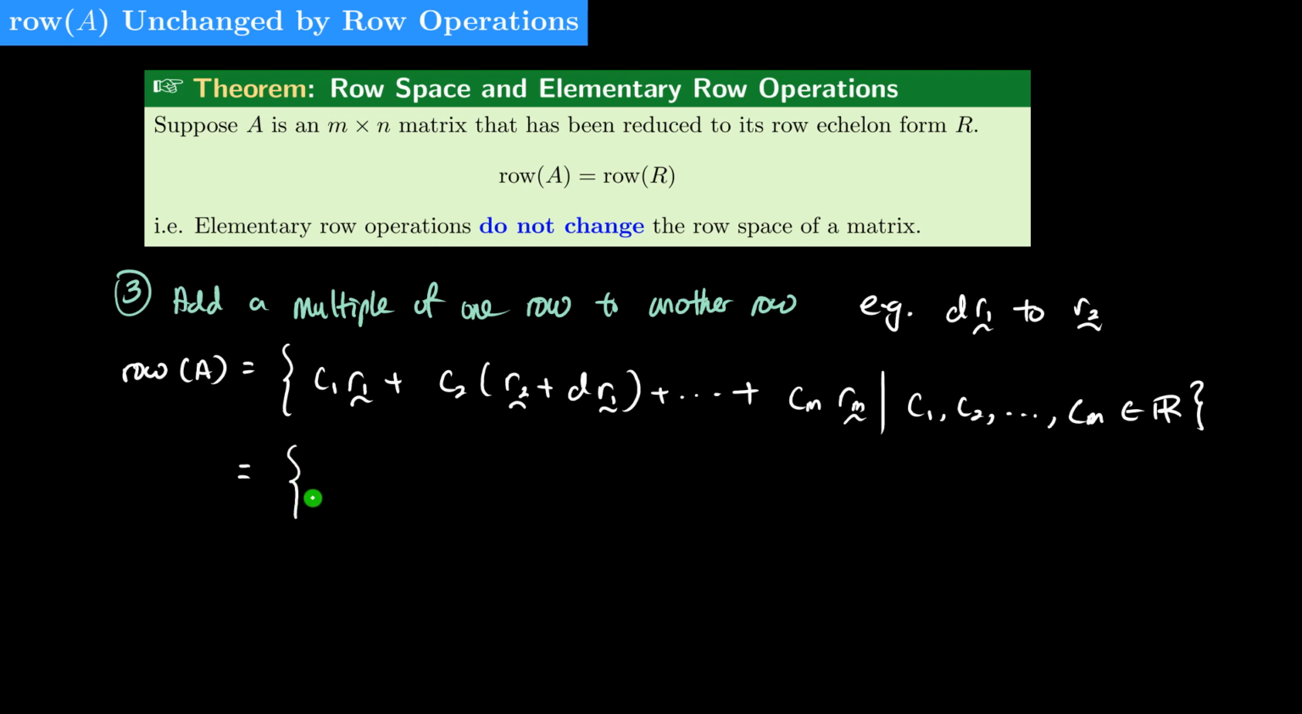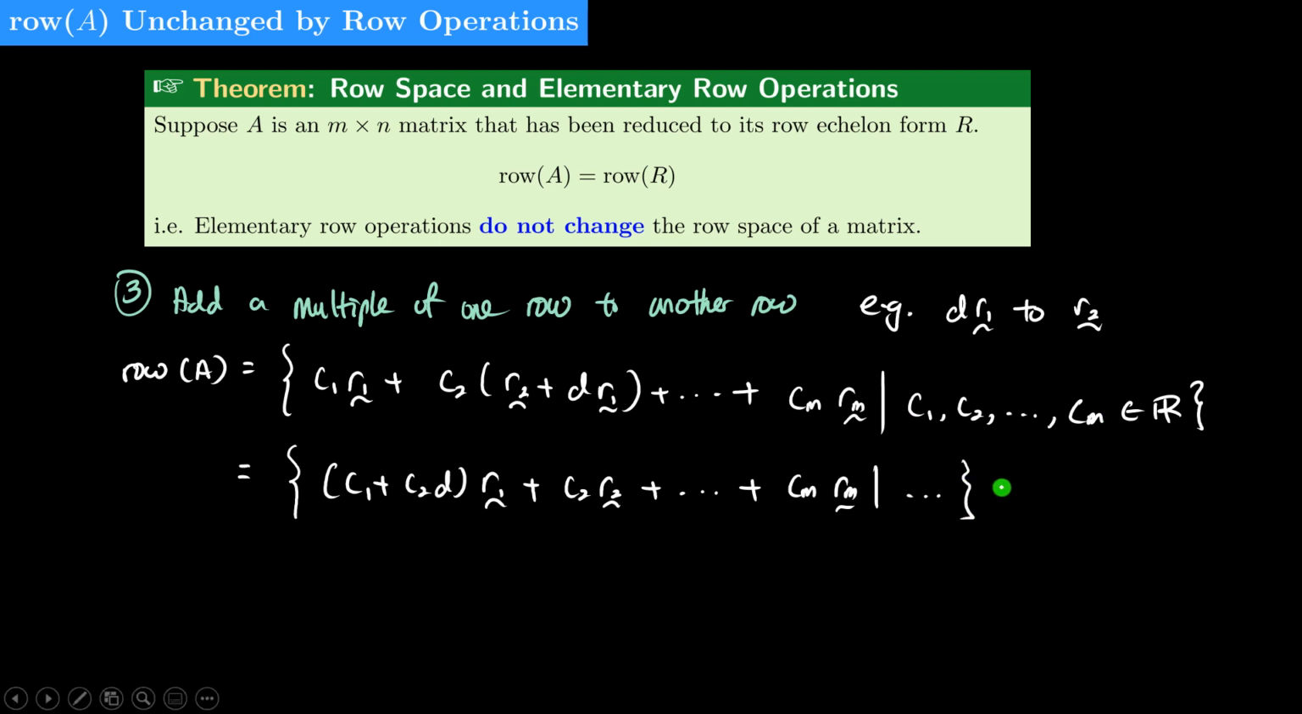And we can rearrange this span to obtain this expression here, C1 plus C2d row 1 plus C2 row 2 all the way to CMRM, such that now this is just the above expression. For convenience, I will not write them down. Now, this expression here, C1 plus C2d, is still a real number, which means that this is still the same span as the original row space of A. So in conclusion, we say that the elementary row operations do not change the row space of a matrix.